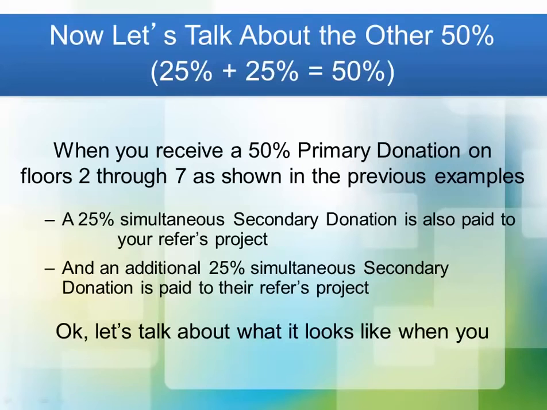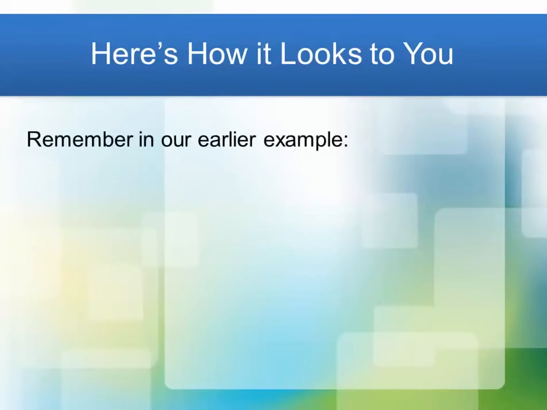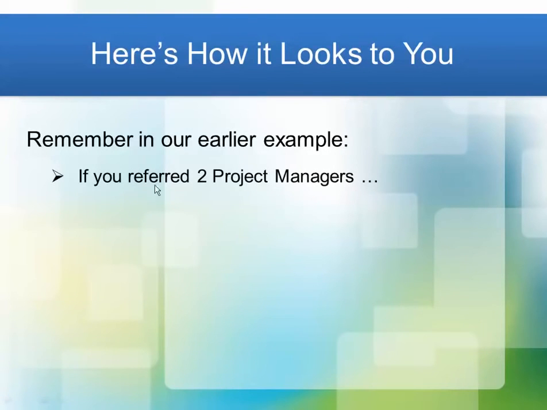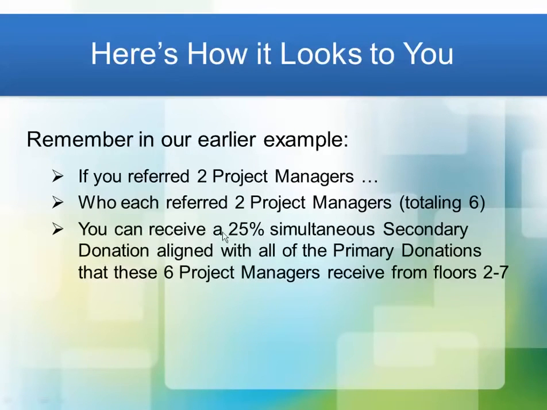Now let's talk about what that looks like when you start receiving that. Here's how it looks to you. Remember in our earlier example, if you referred 2 project managers who each referred 2 project managers. Now remember, that totals 6, because you started with 2, they each referred 2, which makes 4, and then your original 2, adding up to 6 project managers in your community. You referred 2 who referred 2. You can receive a 25% simultaneous secondary donation aligned with all the primary donations that these 6 project managers receive from floors 2 through 7.